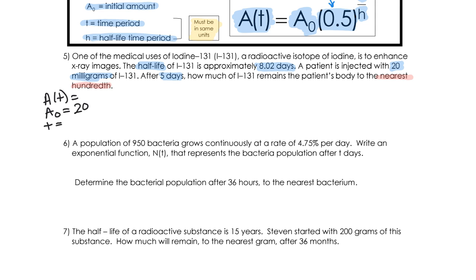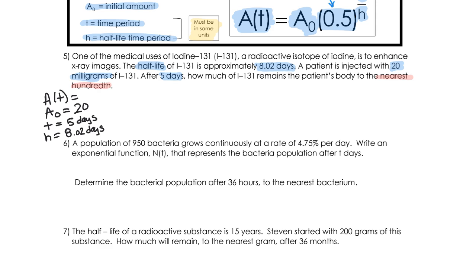And then we have t divided by h. T is our time period, which is 5 days. And h is our half-life time period, which if you caught the half-life is 8.02 days. Notice, guys, they are in the same units. They're both in days, and so we don't have to worry about that.